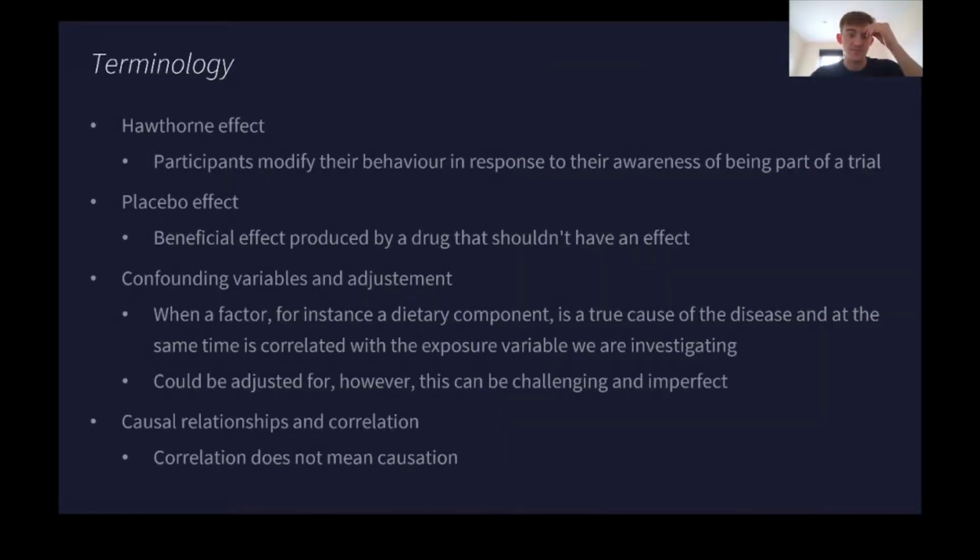So firstly, let's get some terminology out of the way. You probably know a lot of these, but let's just go through them. We've got the Hawthorne effect. So what basically happens is, say you're part of a trial testing a drug, and participants may modify their behavior in response to being aware that they're on the trial. That's why we give people a placebo, so we can see if it's actually the drug helping them, or it's just a psychological response.